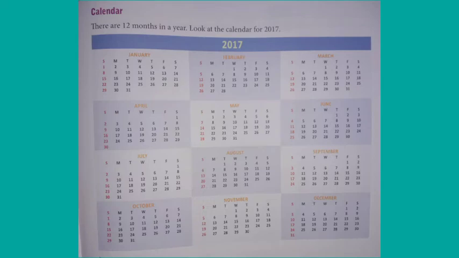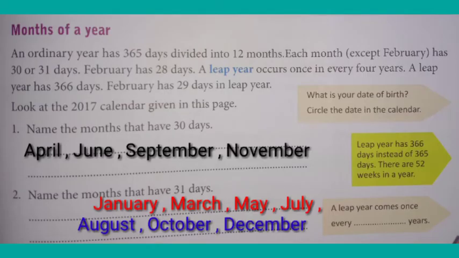Calendar. There are 12 months in a year. Look at the calendar of 2017. We have January, February, March, April, May, June, July, August, September, October, November and December. Months of a year. An ordinary year has 365 days divided into 12 months. Each month except February has 30 or 31 days.